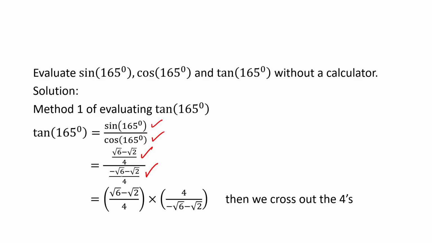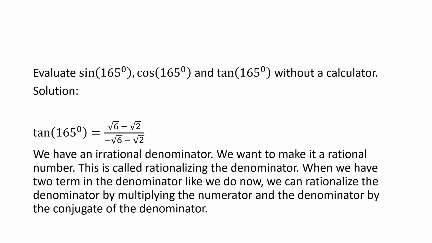And then we have a fraction divided by a fraction, so we invert and multiply. When we do that, we can cross out these 4's. And what we have is root 6 minus root 2 all over negative root 6 minus root 2. That's what the tan of 165 degrees is. But we should rationalize our denominator. When you see that denominator like that, that's an irrational denominator.